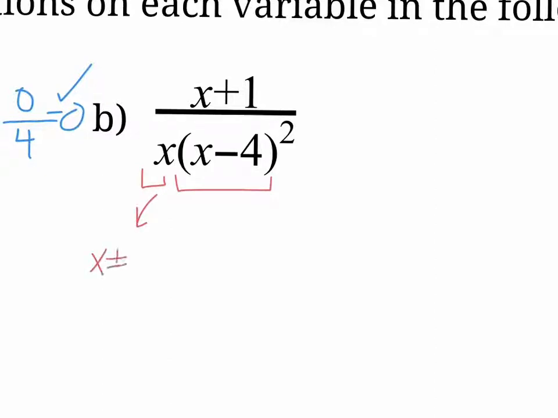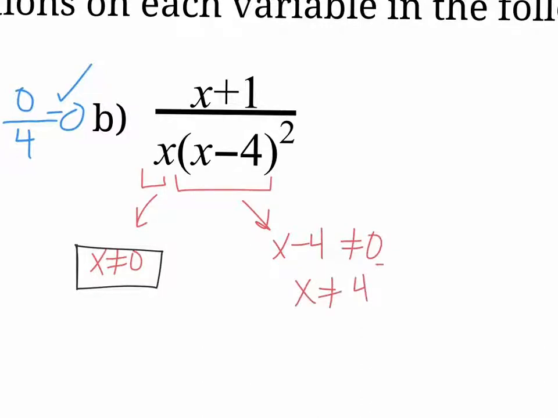So x cannot equal 0. That's the first restriction. Because if this was 0, it would be 0 times anything, which is going to be 0. So that's our first restriction. How about this one? x minus 4 cannot equal 0. So what can't x equal? x cannot equal 4. So here are 2 restrictions. x cannot equal 0 or 4. And we're done.